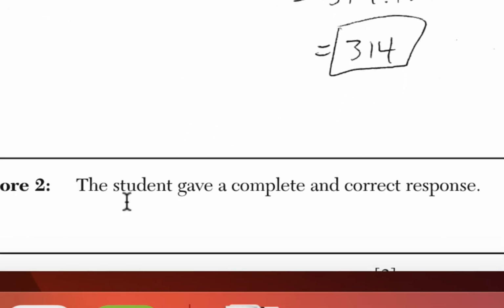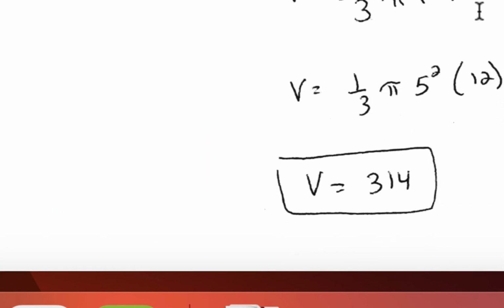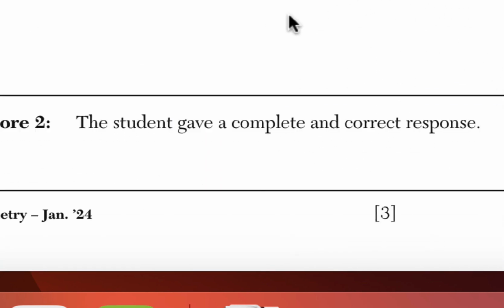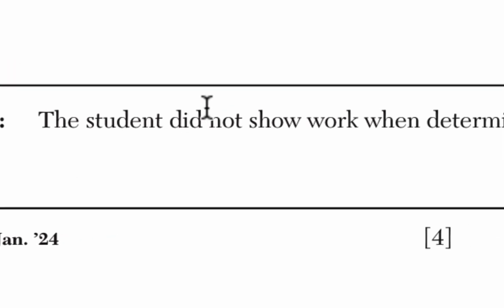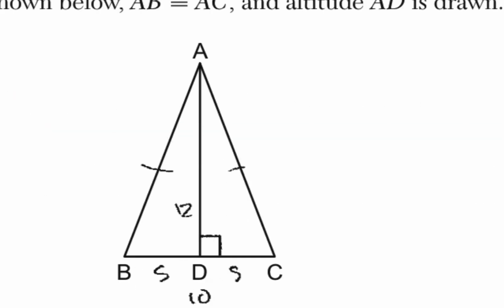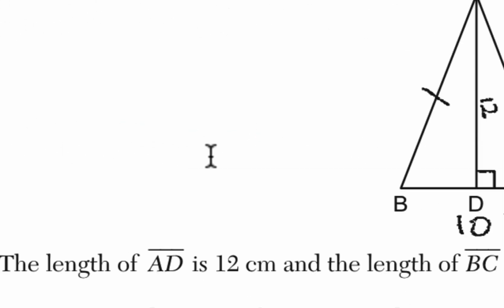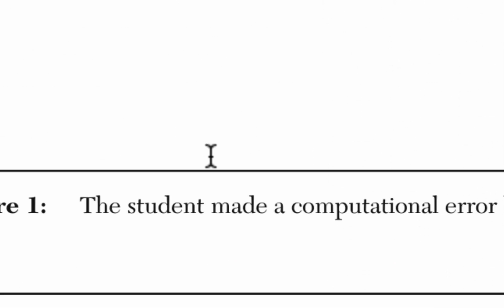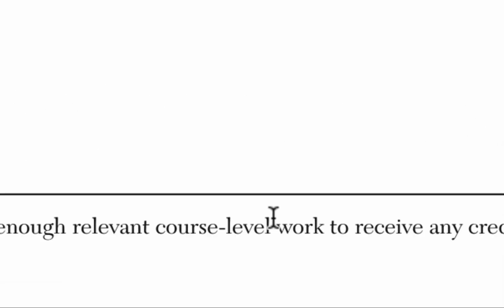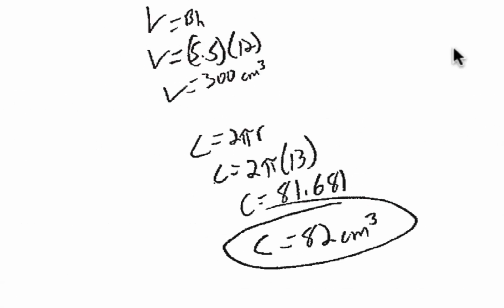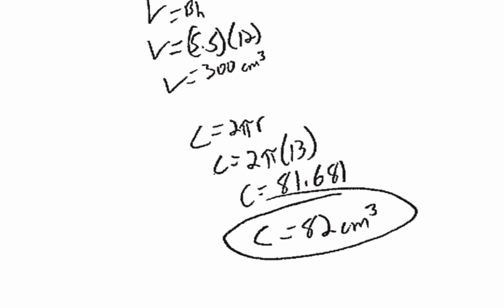So it's a 2 out of 2 points. The student gave a complete and correct response. Amazing. Let's look at the next version, where the student also earned 2 points, and you'll see the description. However, if we keep it moving, you'll notice that this person only scored half credit. Why? They did not show work when determining the volume. And then we've got another 1-point response. And then if we keep it moving at the bottom, it says, this student did not show enough relevant course level work to receive any credit. So despite this work, this student earned 0 points.